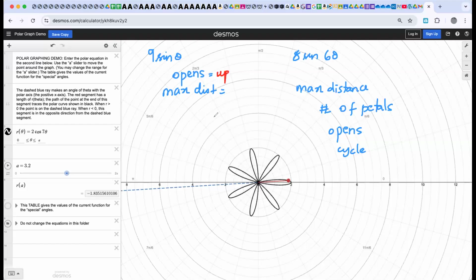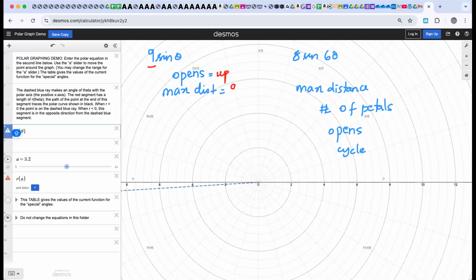It opens up and then the maximum distance from the pole is... wouldn't it be 2 because the radius is 2? No, wait. We are getting confused. Oh wait, sorry, I was looking at the wrong one. 9. Yeah, I know. Even I got confused at first. Okay, let's do this. Isn't the maximum distance 9? Maximum distance is 9, and then number of petals. Isn't it just a circle? 1 petal because it's like a circle? Yep.